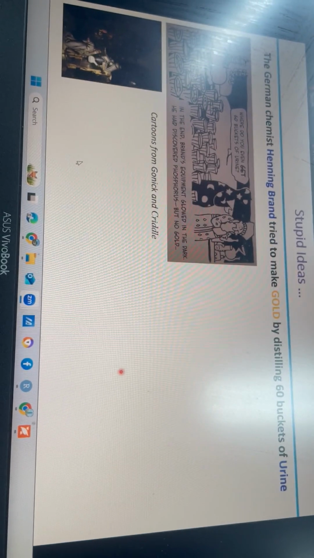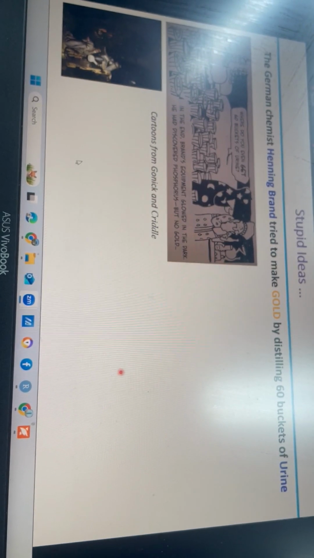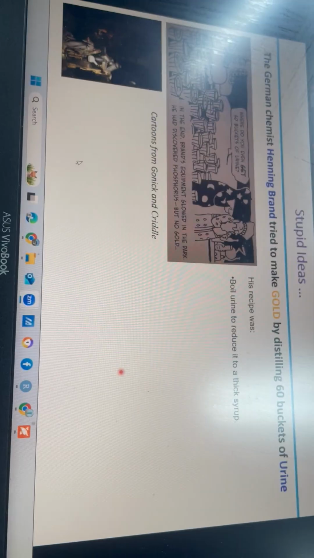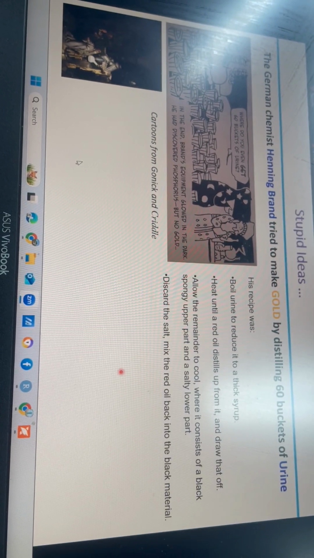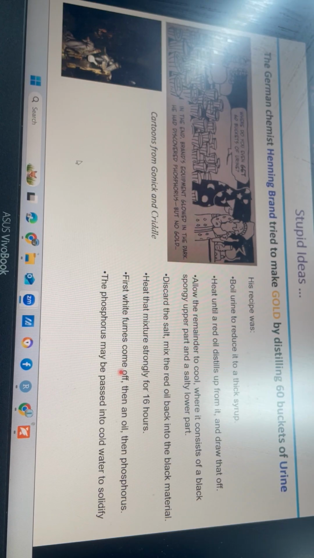Okay, so he collected 60 buckets of urine with his assistants, and then he did a lot of organic chemistry on this urine. Okay, so boil urine to reduce it to thick syrup. So you see a lot of organic chemistry, and eventually he saw that there is a light coming from his product. He thought that is a philosopher's stone, but eventually he actually created phosphorus.